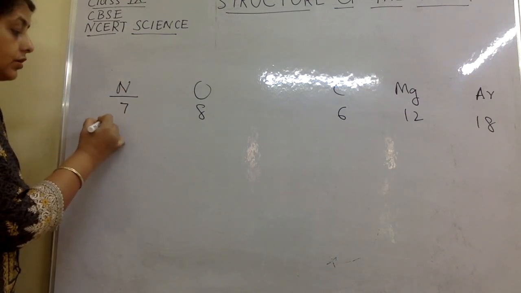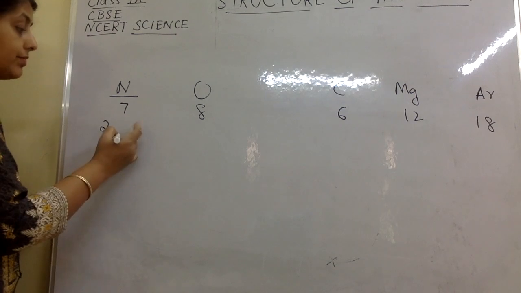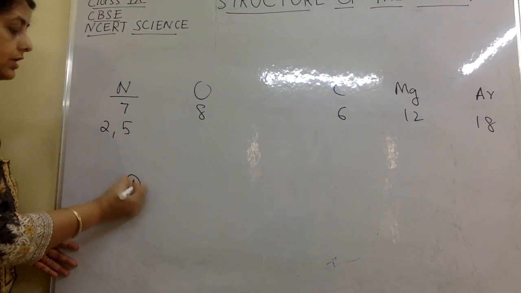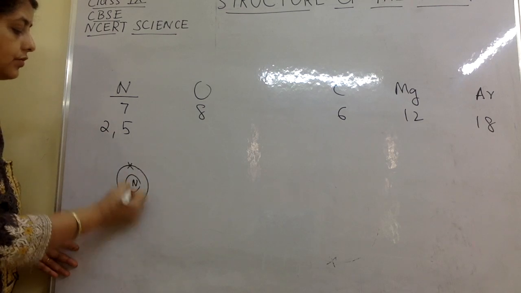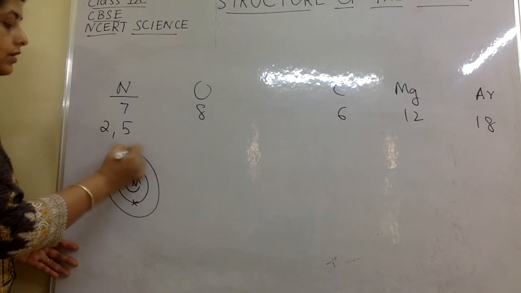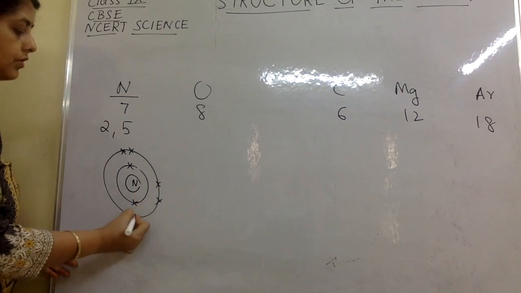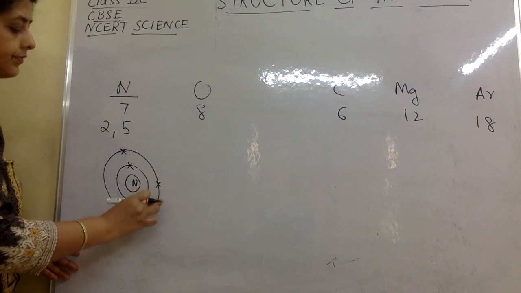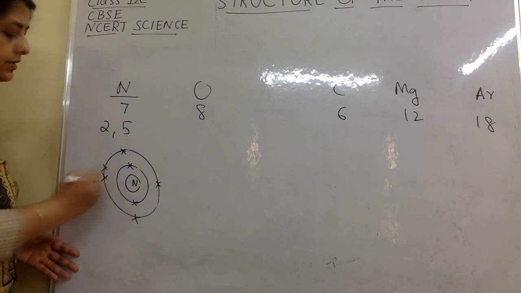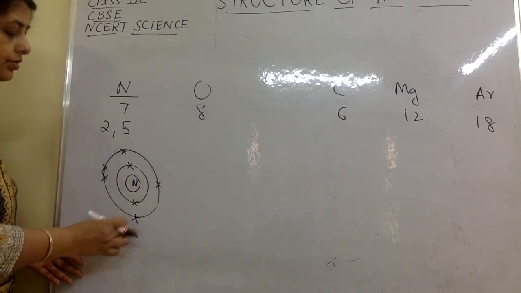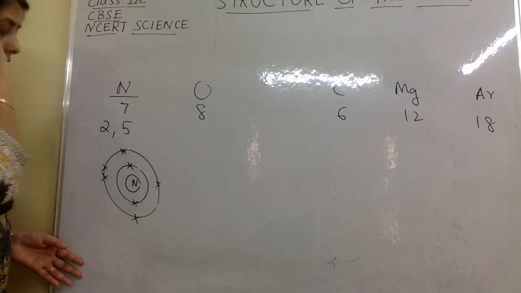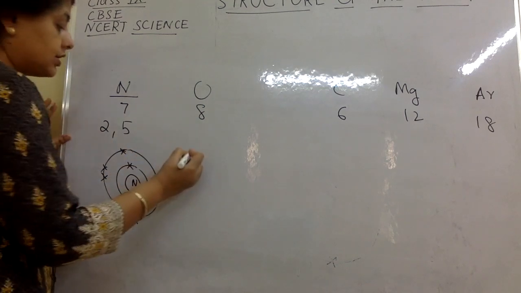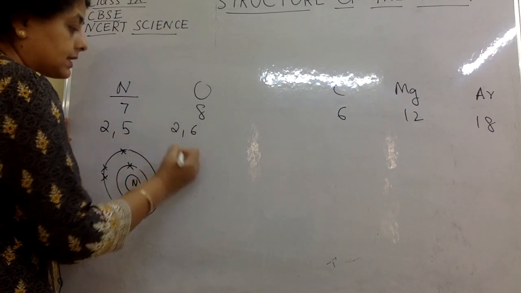So here 2, first orbit is always 2 maximum, second orbit only 5 left. So what can I do? Here nitrogen, first orbit 1, 2, second orbit 1, 2, 3, 4 and 5, or you can also draw it like this. So 1, 2, 3, 4, 5. So that makes it nitrogen.